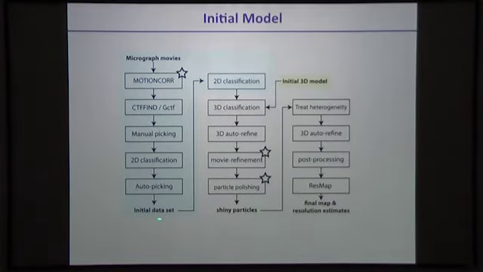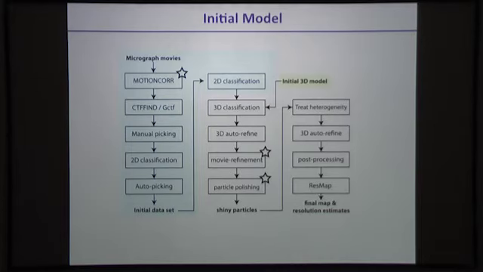Okay, so we've done 2D classification. We have a clean data set now. We want to go to 3D and make a reconstruction of our sample and of our protein. And in order to do that, as George mentioned yesterday, you need an initial model. And this might not be trivial.